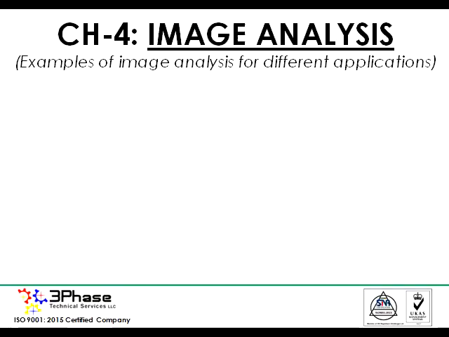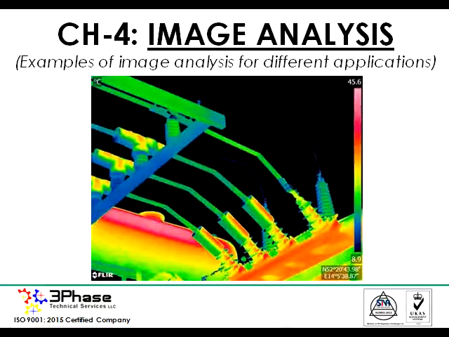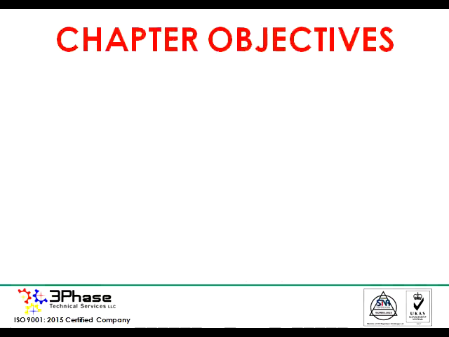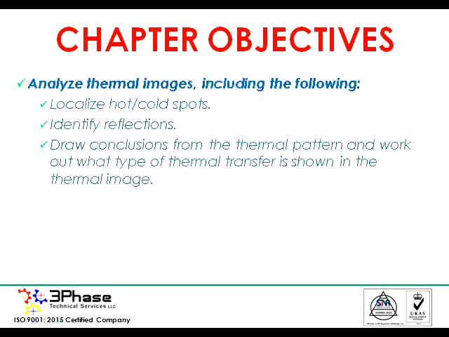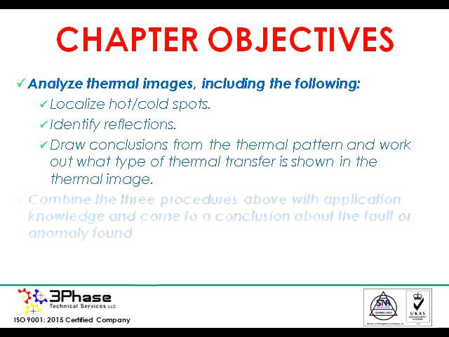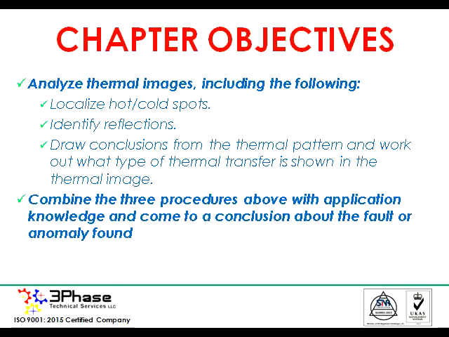Chapter 4. Image Analysis. Examples of image analysis for different applications. The objectives of this chapter are: analyze thermal images including the following: localize hot and cold spots, identify reflections, draw conclusions from the thermal pattern and work out what type of thermal transfer is shown in the thermal image. Combine the 3 procedures above with application knowledge and come to a conclusion about the fault or anomaly found.